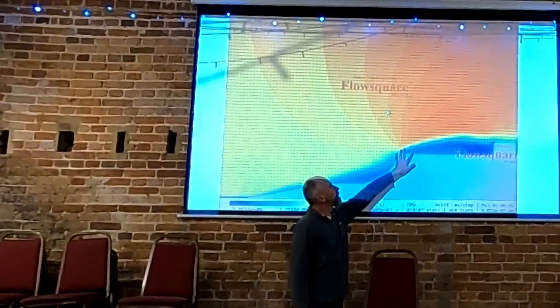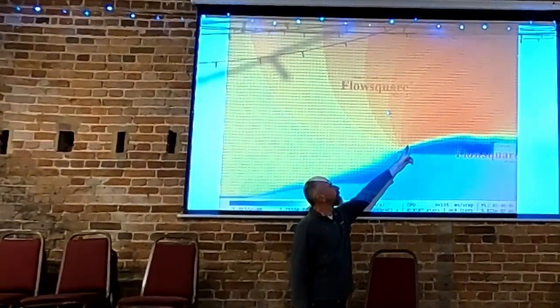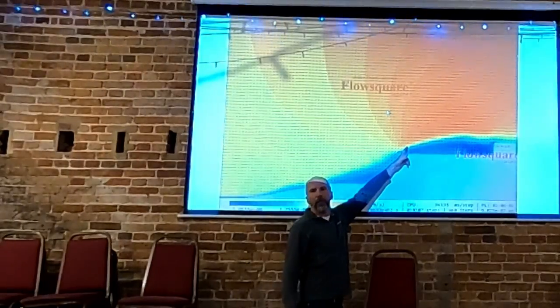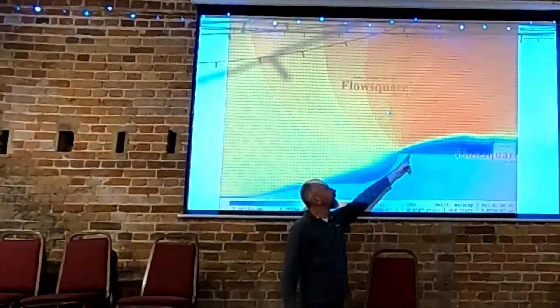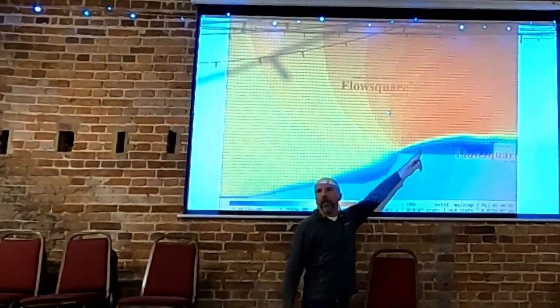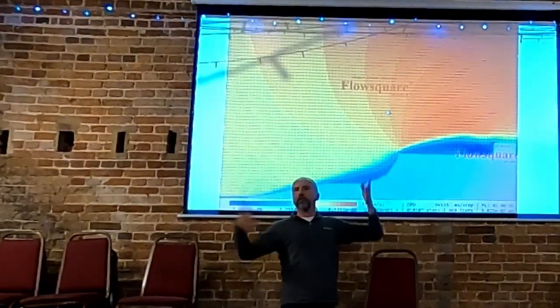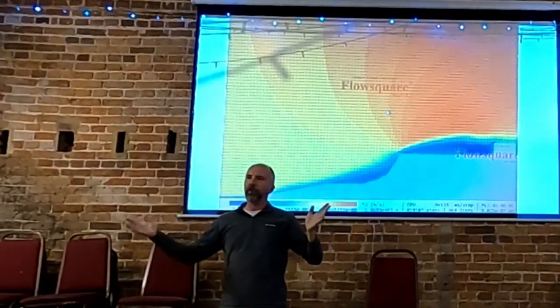If you're landing right at the very front of the cliff, you can probably keep your wing in the laminar flow before your feet touch the ground. If you're landing a little bit further back, chances are you're just rolling the dice. You're literally rolling the dice.